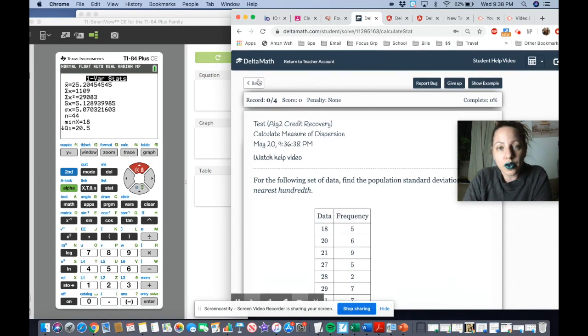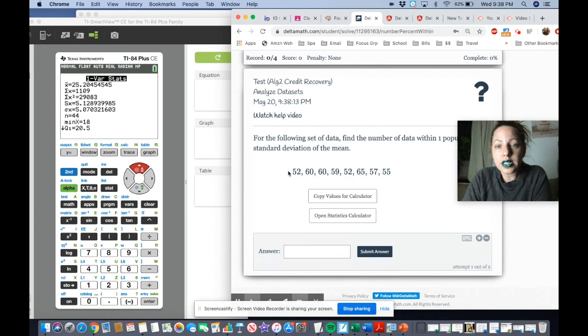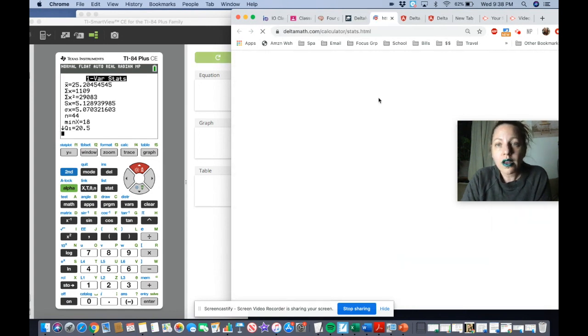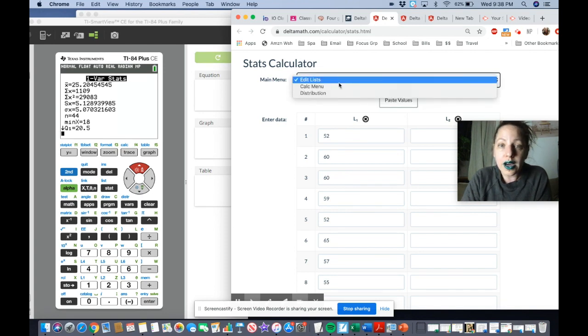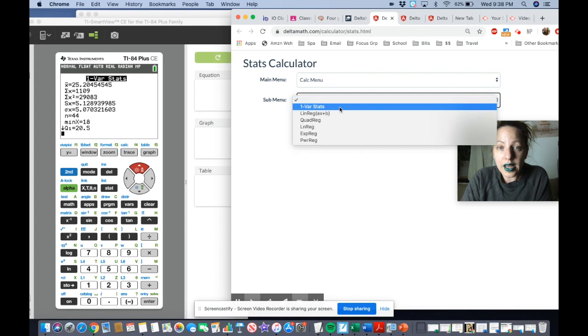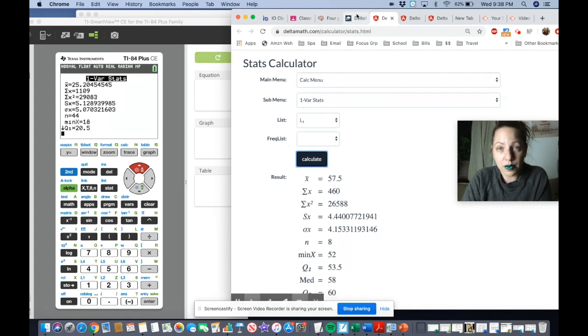Last thing I'm going to show you is what happens when there is no frequency list. So here's an example of a list. Okay? I'm going to use the DeltaMath calculator. So I'm going to copy the values. There's no frequency list here, so remember that. I am going to paste the values. Notice they're only in list 1. There's nothing in list 2. So when I go to Calc and I go to one-variable statistics, I'm leaving this blank because there's no frequency. I hit Calculate, and again, it gives me that data.